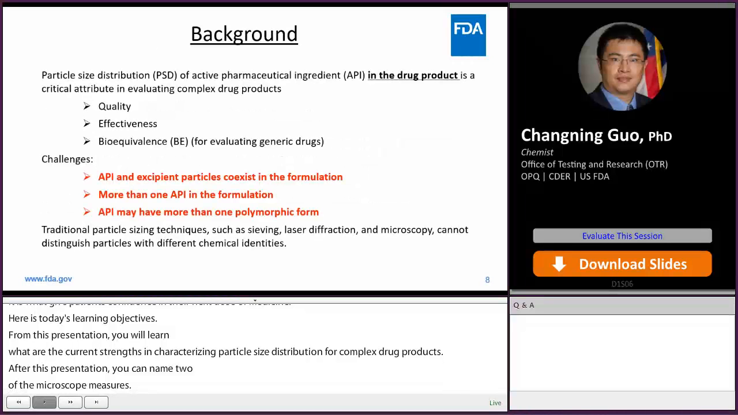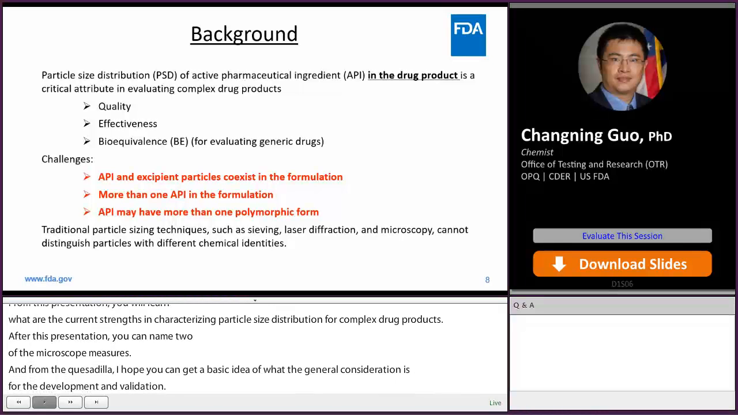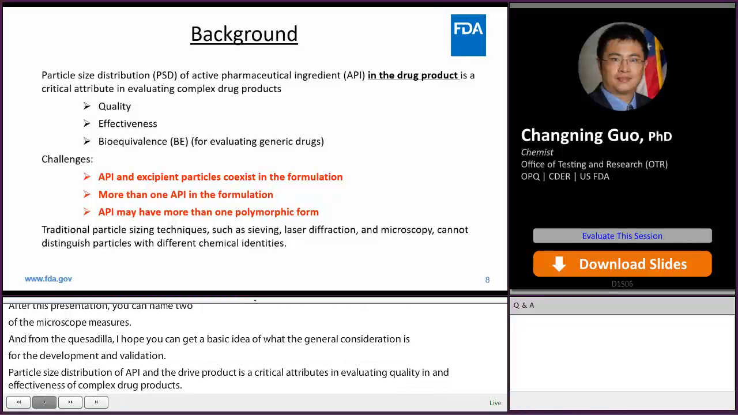Particle size distribution of API in the drug product is a critical attribute in evaluating quality and effectiveness of complex drug products. It is also an important attribute for bioequivalence evaluation of generic drugs. What's to note here is that we are talking about particle size of APIs, not excipients.